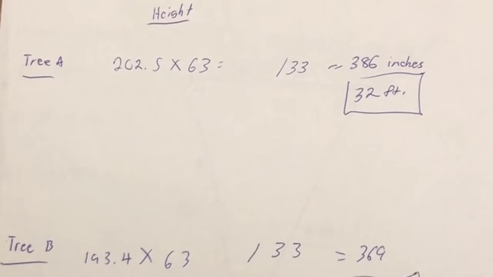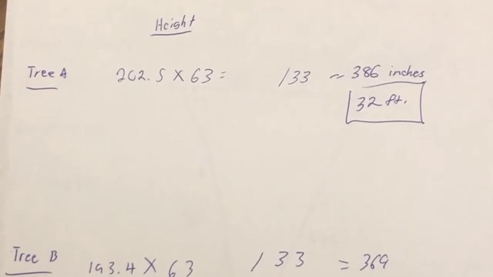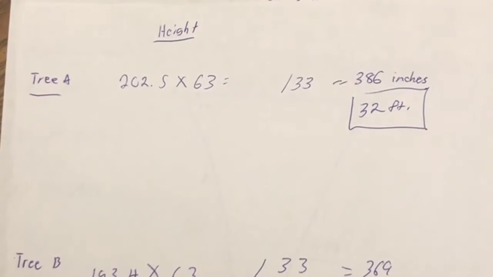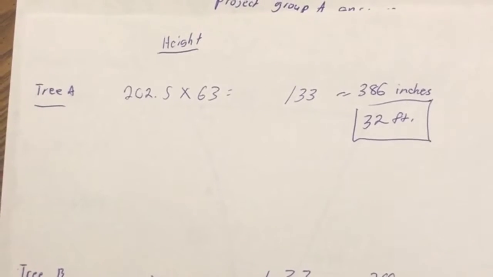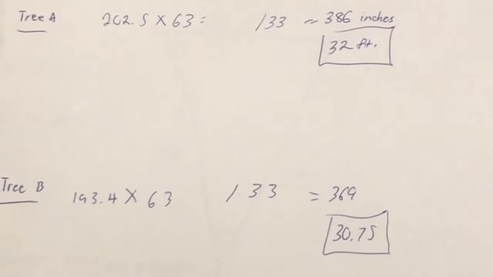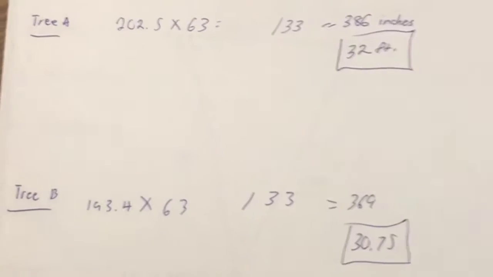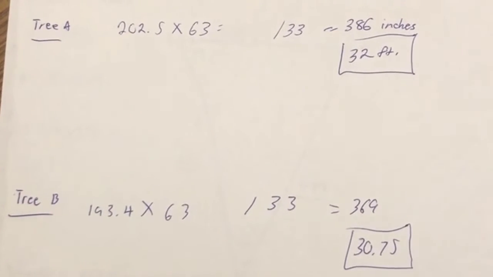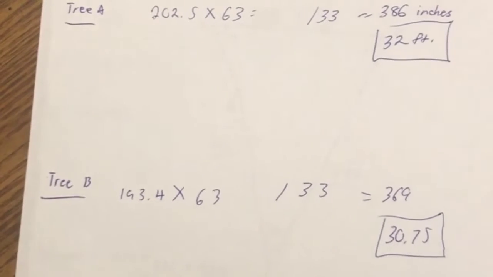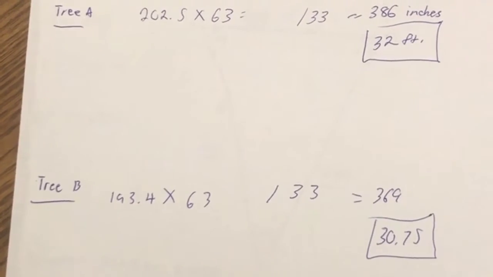For tree A, the shadow length of the tree was 202.5 times her height divided by the length of her shadow, which equals 386 inches, which I converted to feet, which was 32 feet. For tree B, it was 193.4 using the same method, giving us 30.75 feet. And for tree C, it was 299.7 times 63, which gives us 47.67 feet.